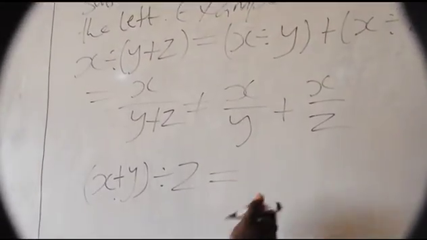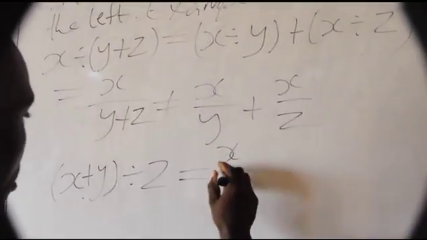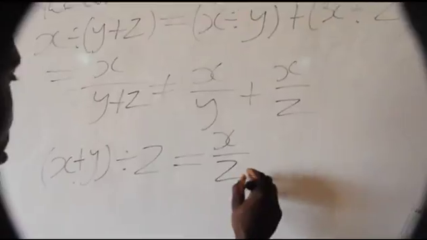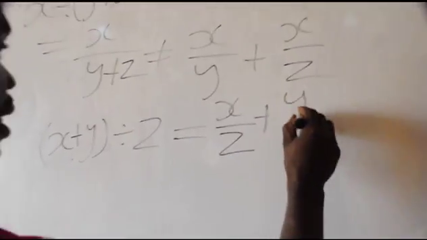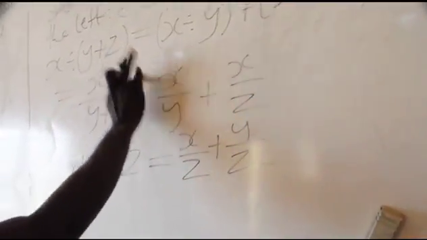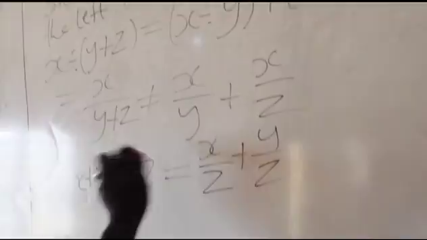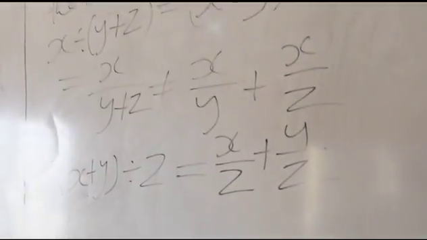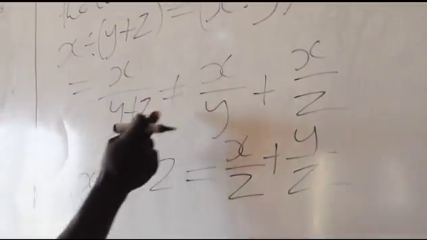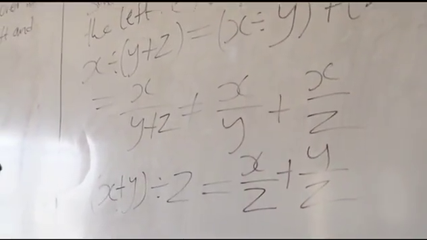Will be equal to x divided by z plus y divided by z. So division is distributed over addition and subtraction from the right hand side, but not from the left hand side. So what we saw from the left hand side gives us not equal to, but what we saw from the right hand side gives us equal to. So that is it. Stop.